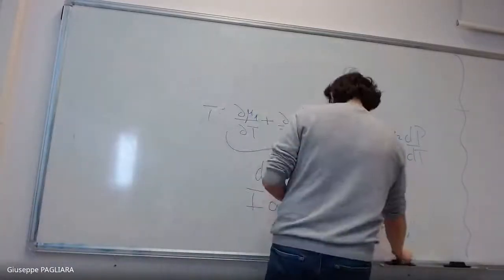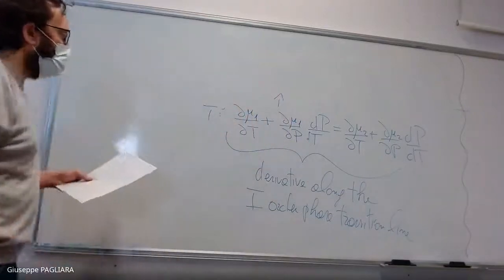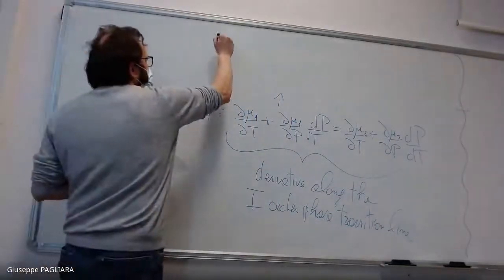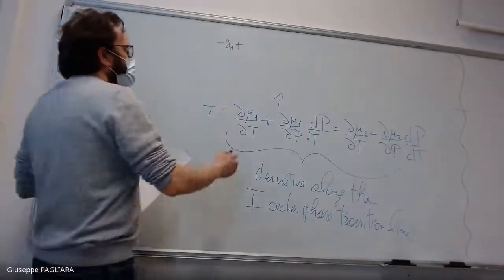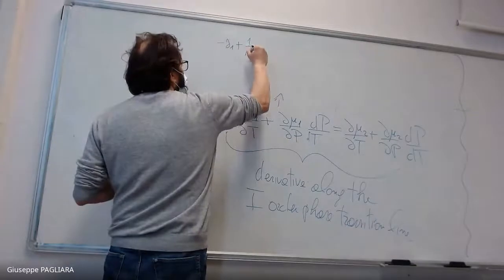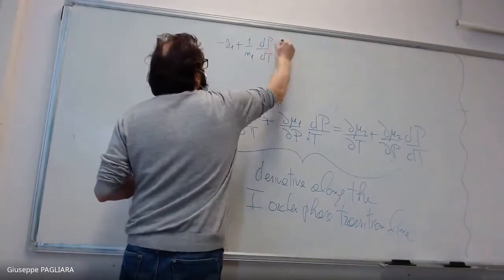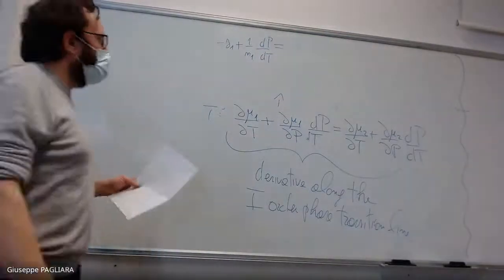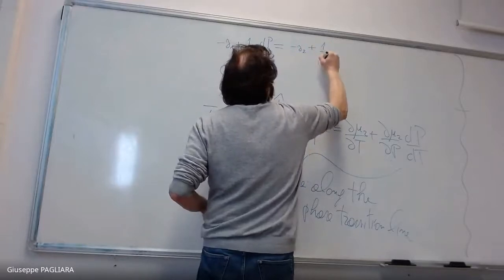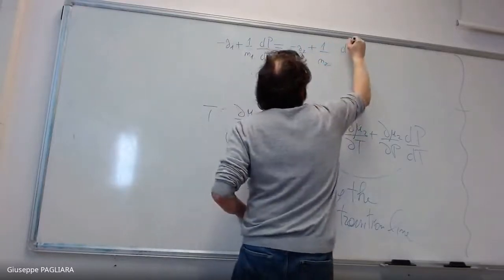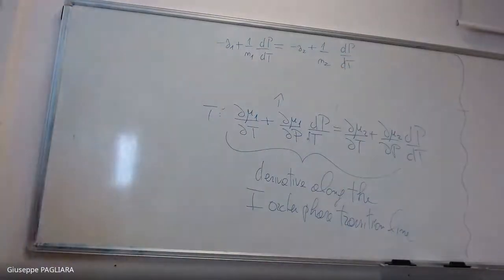And we see that this equation turns into the following equation. dμ1 with respect to T is minus S1 plus, well, this is 1 divided by N1, this derivative here, derivative of P with respect to temperature, and this is equal to minus S2 similarly, plus 1 divided by N2 derivative of P with respect to T. Okay?